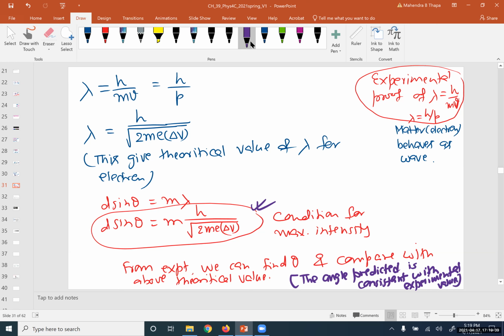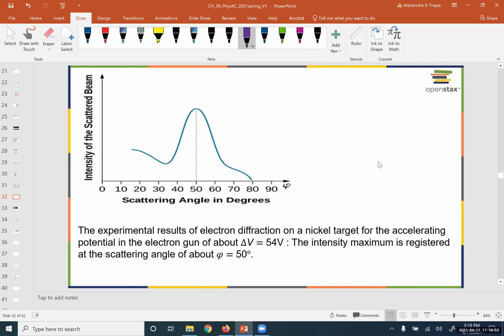Okay, so that's the reason this experiment confirms the dual nature of electrons. It behaves as a particle and also behaves as a wave. Here is a graph. For this given metal, at a scattering angle of 50, we have the intensity maximum. In my case, I just use angle theta in place of phi. So basically phi shown in the picture and what I used, theta, is the same thing. This experiment confirms the theoretical result.